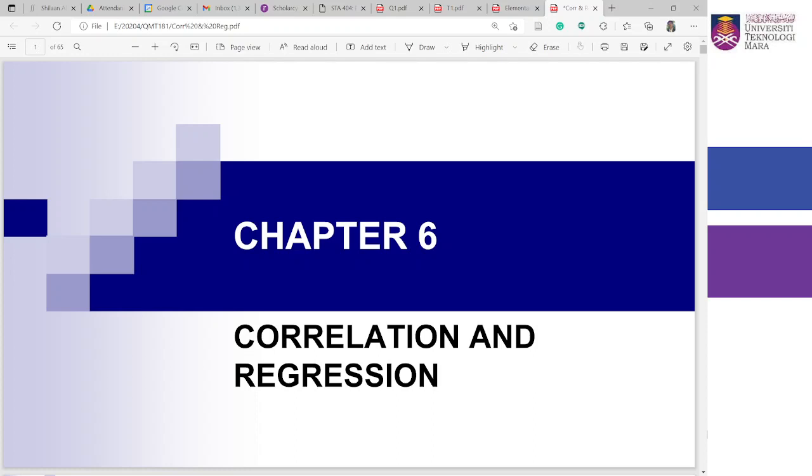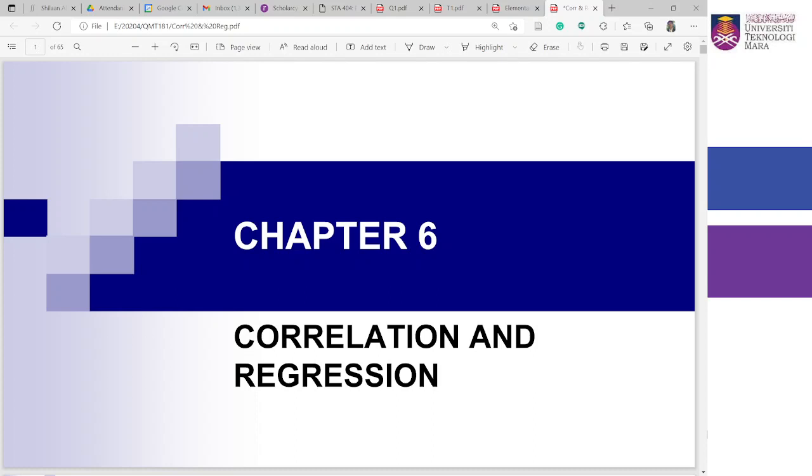And also in terms of a scatter diagram, you're going to look at how you are going to draw a scatter diagram, and how you are going to interpret the scatter diagram and see the association between two variables. Okay, and then some other things.